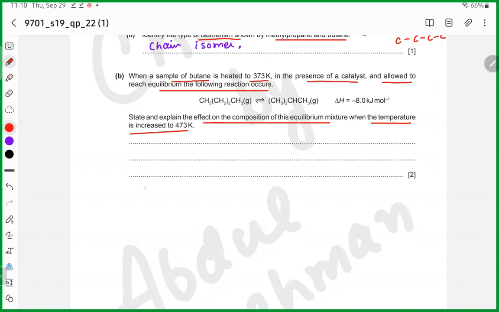So remember that an increase in temperature favors the endothermic reaction. Increase in temperature always favors the endothermic reaction. So if the delta H value is negative, which means our forward reaction is exothermic and the backward reaction is endothermic. Is it clear to everyone? Yes, sir. Okay.